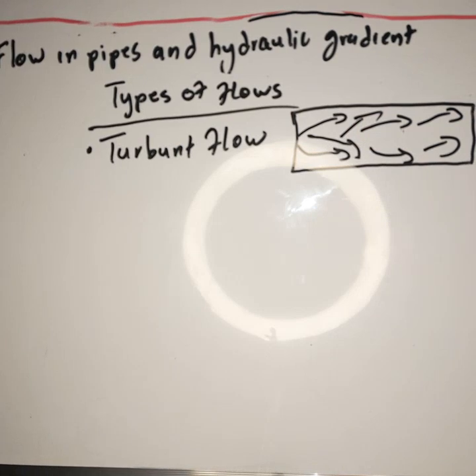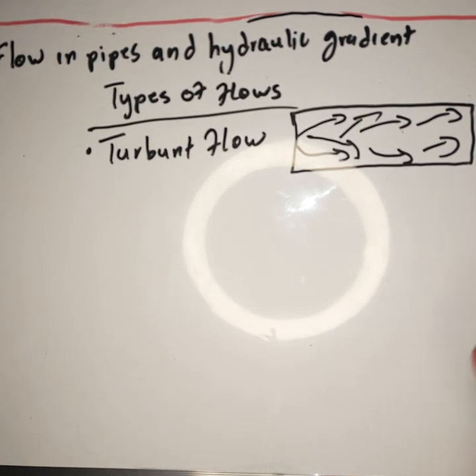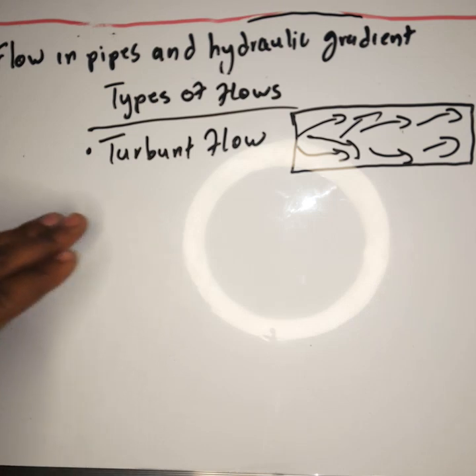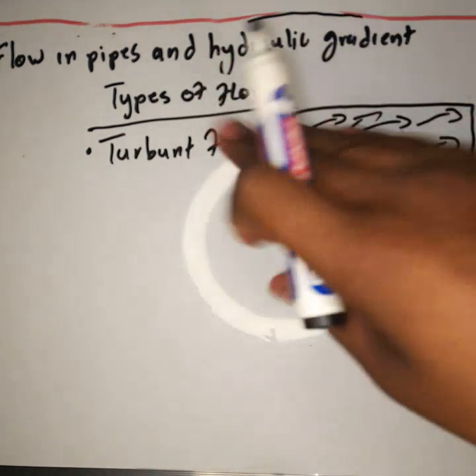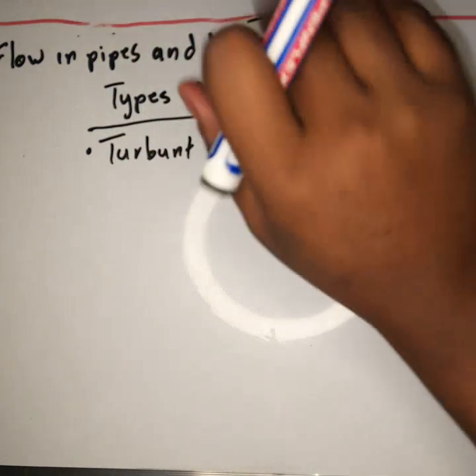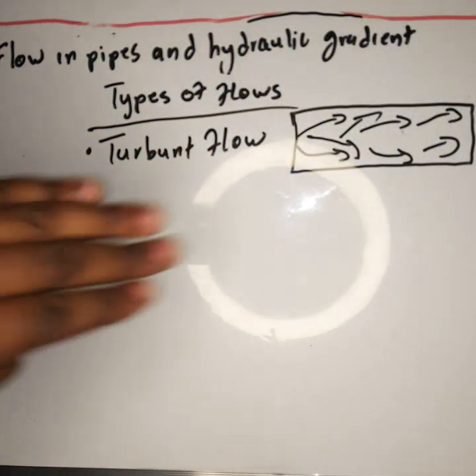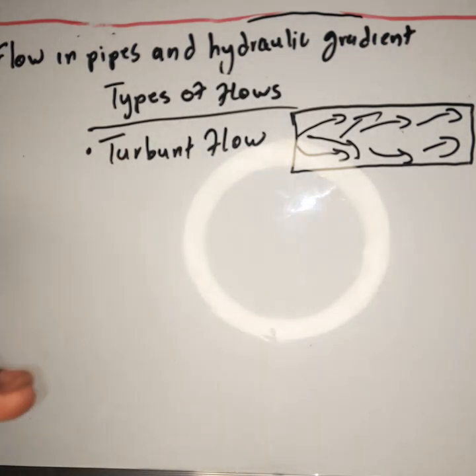Turbulent flow is caused by roughness or by obstructions that occur in the pipe or in a river. Those obstructions result in a turbulent flow, so they don't flow smoothly. When you have a river with rapids, the water bounces and does not flow smoothly. This we call a turbulent flow.